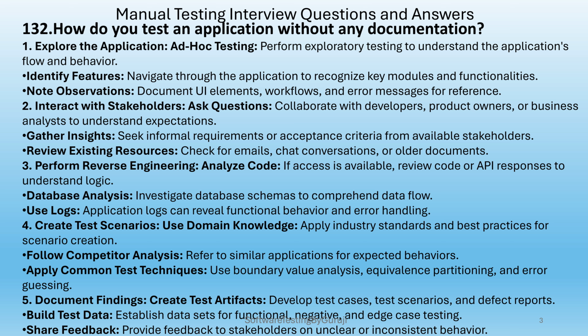Second, interact with the stakeholder. Ask questions: collaborate with developers, product owner, or business analyst to understand expectations. Gather insights: seek informal requirements or acceptance criteria from available stakeholders. Review existing resources: check for emails, chat conversations, or older documents. Third, perform reverse engineering.